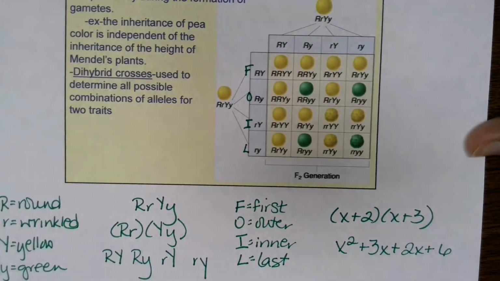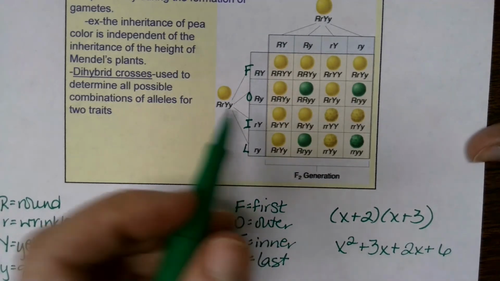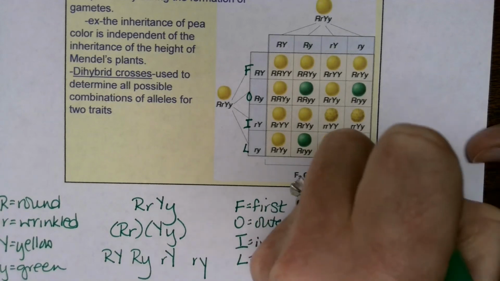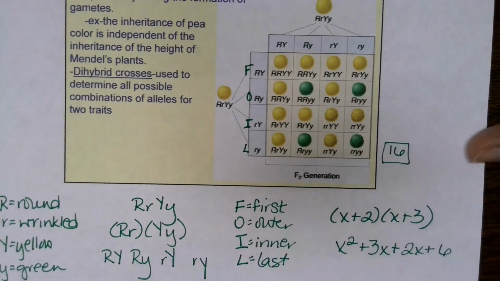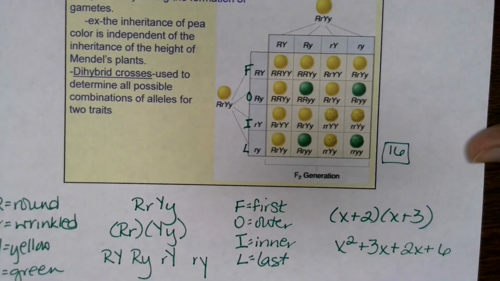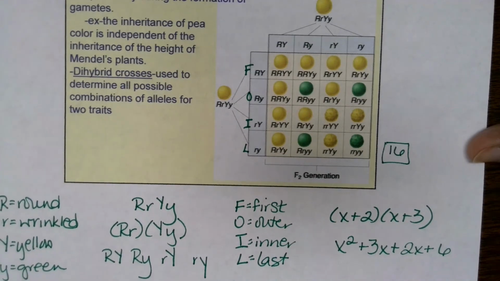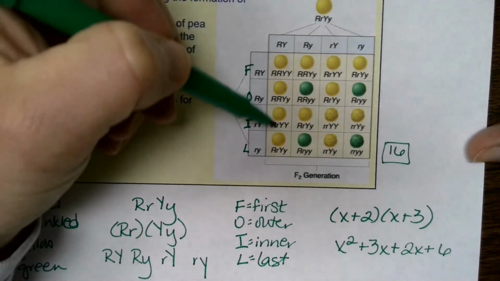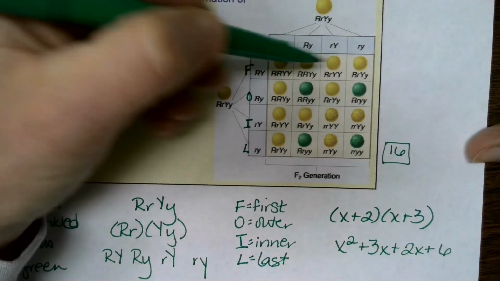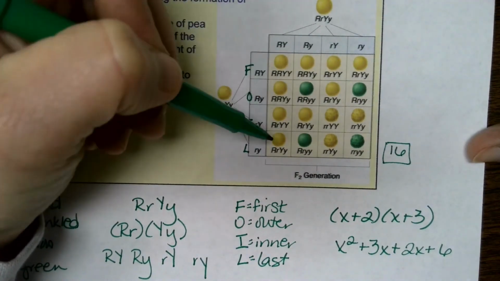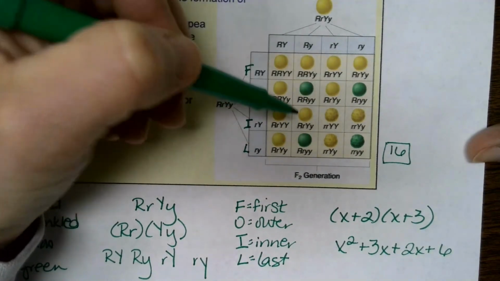Okay, that would take you forever to write out. That's why I'm not doing it. All those numbers add up to 16. You've got to have a total of 16. You had to have a total of 4 in a monohybrid cross. Phenotypically, all of these boxes are going to be yellow, and they're going to be round.